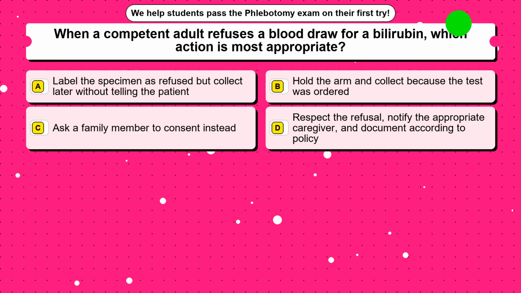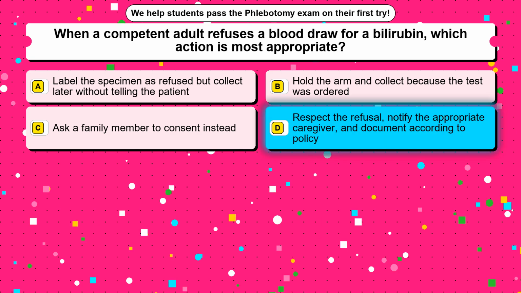Question 3. When a competent adult refuses a blood draw for a bilirubin, which action is most appropriate? Option A. Label the specimen as refused but collect later without telling the patient. Option B. Hold the arm and collect because the test was ordered. Option C. Ask a family member to consent instead. Option D. Respect the refusal, notify the appropriate caregiver, and document according to policy.